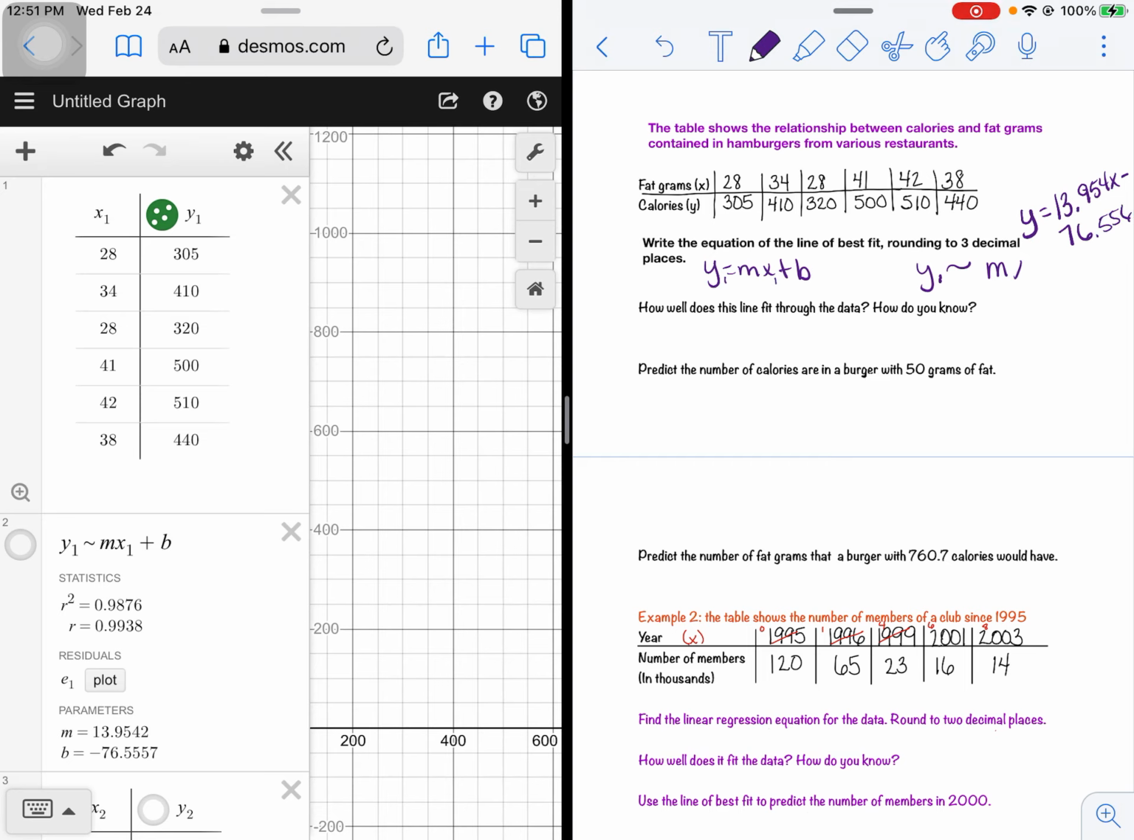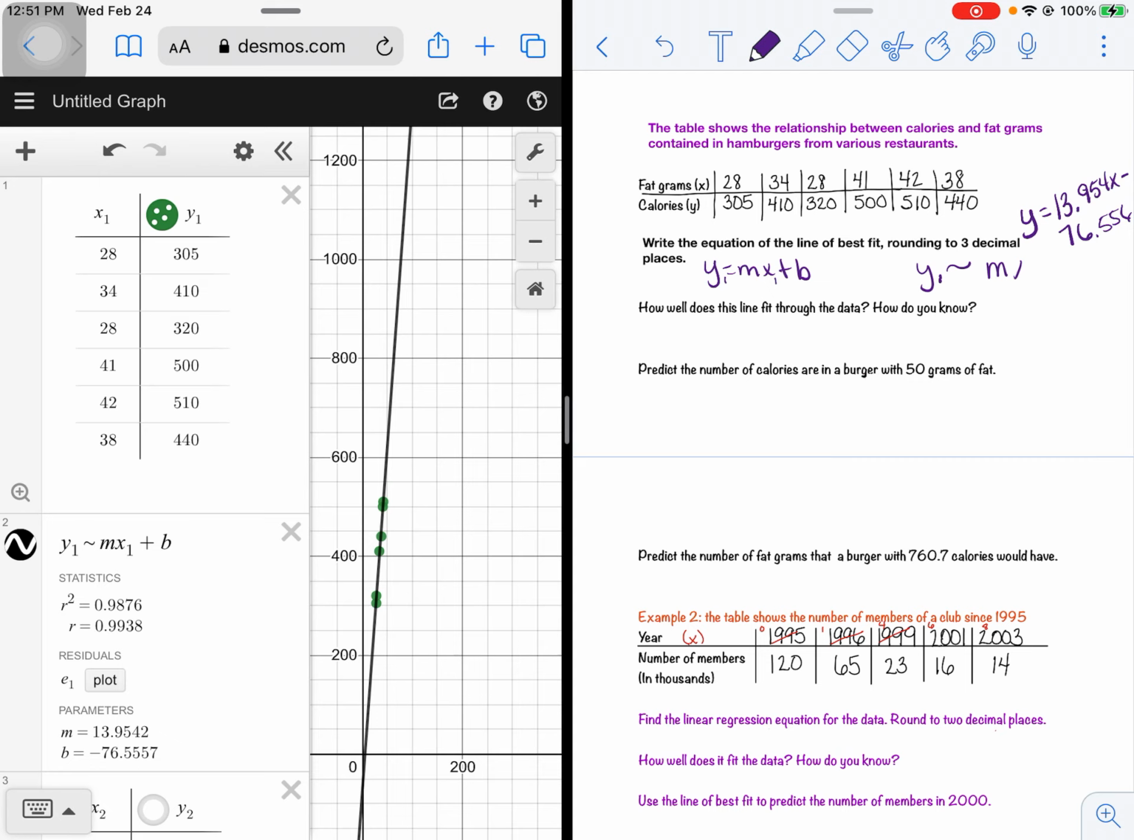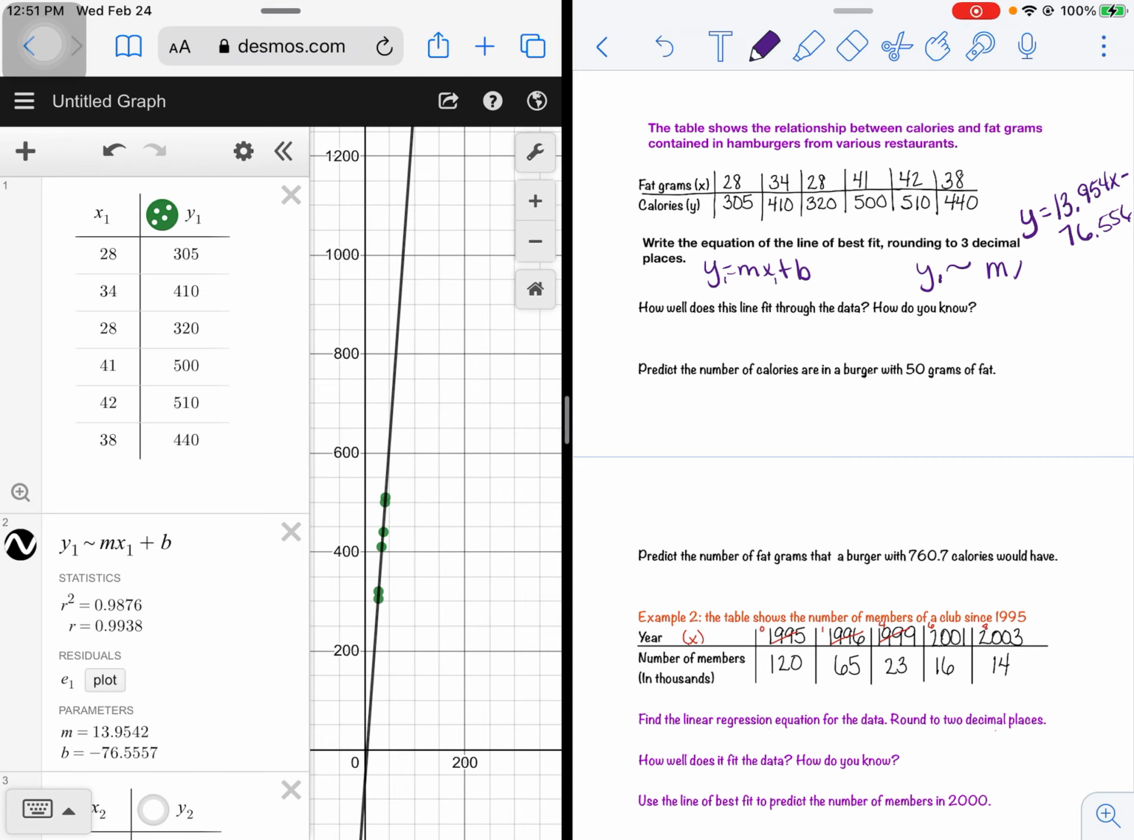Now, it says how well does it fit through the data points? When it asks how well, we're not just saying yeah, it fits pretty good. If we turn this on and look at our data, we notice that it goes right through the points. So it's fitting very strongly through the points. It's a positive correlation, so we know it's a strong positive. But what they're asking is, what exactly is our r value? How tight, how strong is that relationship?